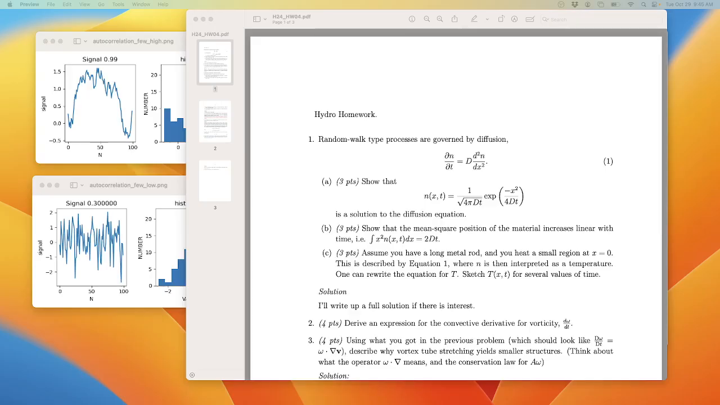So when I plug that into here, then d by dt of omega equals omega dot grad V minus V dot grad omega plus V dot grad omega. And those guys cancel out. And you're left with the full derivative of omega is omega dot grad V.